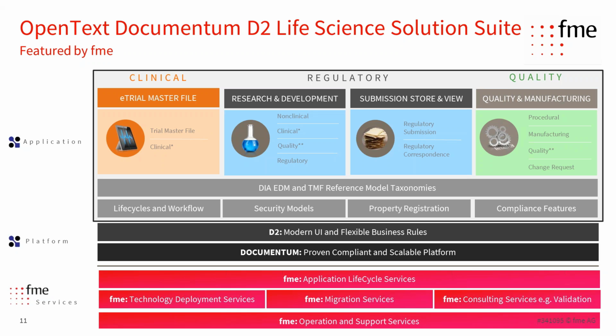And then underneath that D2 configuration layer, you have the Documentum strength as the underlying repository that's providing that technology capability up the stack. And at the very bottom, we have FME, and as a partner of OpenText and implementation partner for a number of our life science customers, we're bringing a variety of implementation services to accelerate that adoption and implementation of this portfolio, where we bring deployment services, our migration capability.